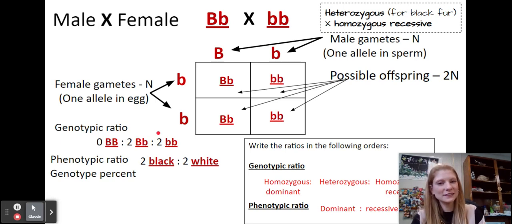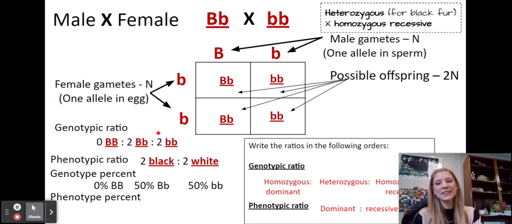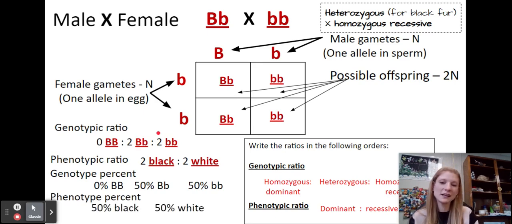When we go to percents, this is where it gets a little bit tricky, but you're only ever working out of 4. So with genotype big B, that's 0% of the time in this case, because we don't see it in the Punnett square. But 2 of the 4, or 50%, are heterozygous, and 2 of the 4, or 50%, are homozygous recessive. That means that 50% of them are black and 50% have white fur. So that's how we use a Punnett square, and that's how we write our percentages and our ratios. Let's do another practice.